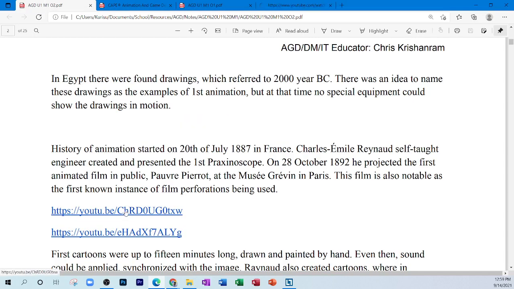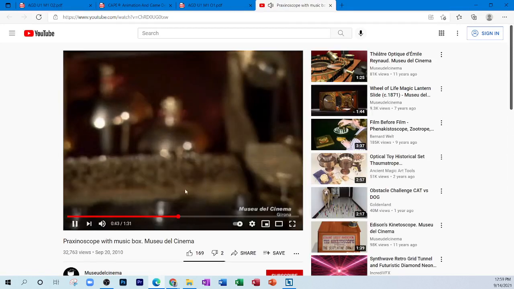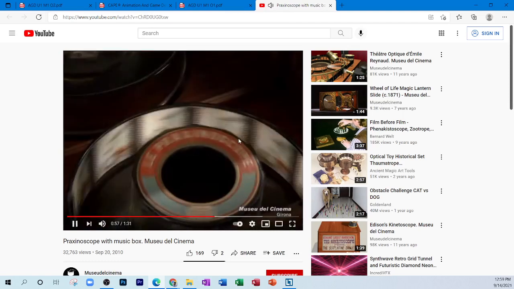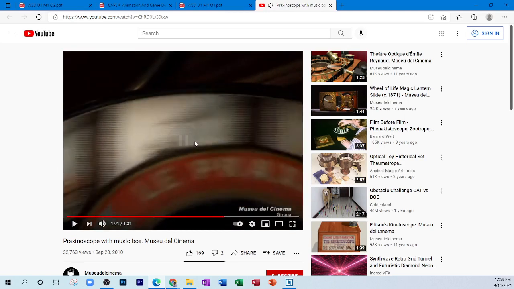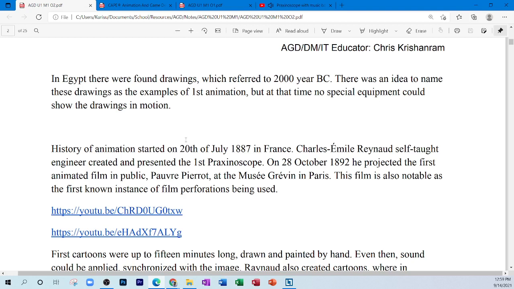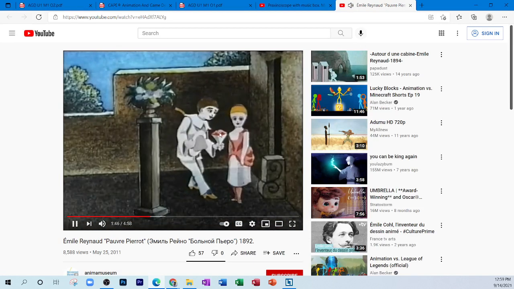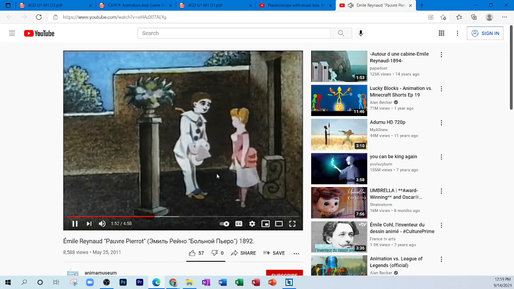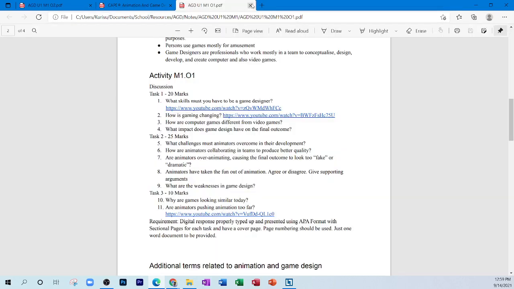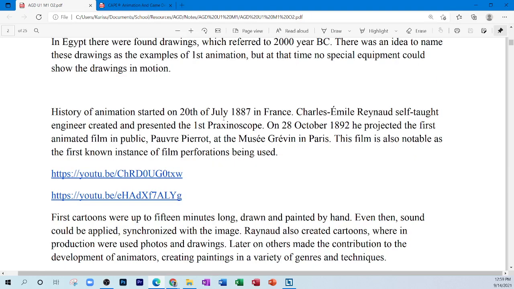So you guys are going to watch the videos at your own time. So that's the praxinoscope. Notice the image is in motion there. I think we also looked at this before. The images, the drawings, they are in motion. So that's the key aspect there, that they are in motion, and that gives us the illusion of movement as animation.